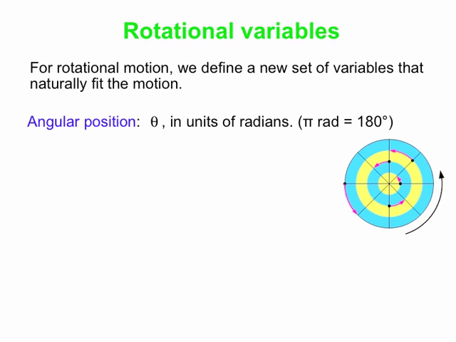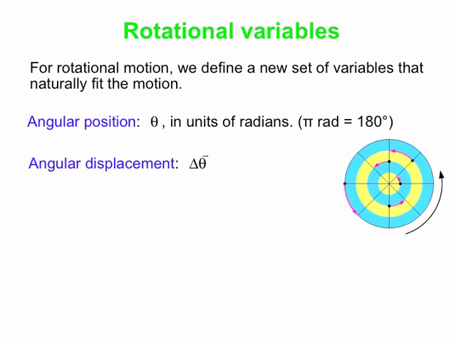Remember that pi radians is 180 degrees. It's 2 pi radians all the way around once. Pi radians is half a revolution. 360 degrees is, of course, a whole revolution. And 1 radian is something like 57 degrees, just for a reference point.